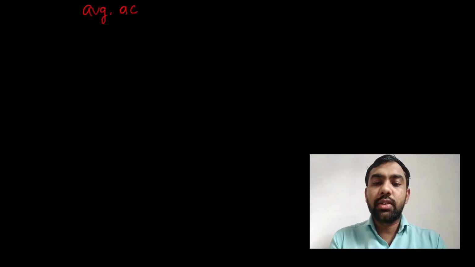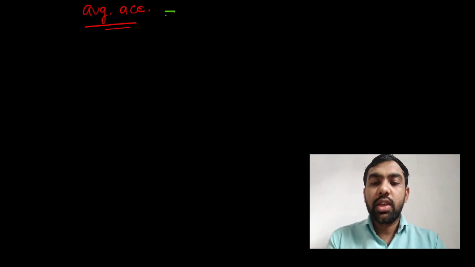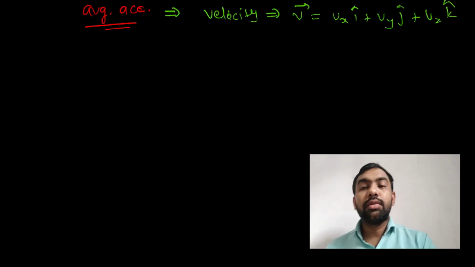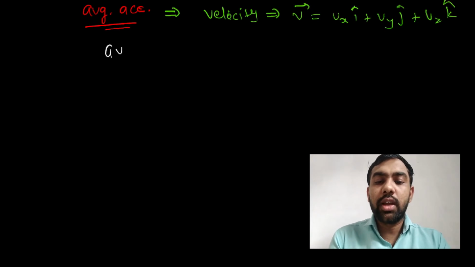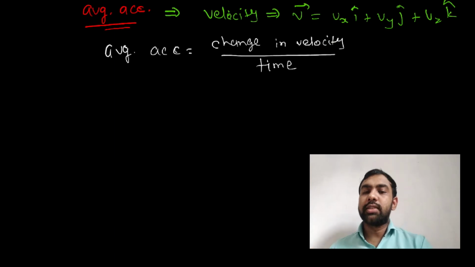Now what do you think about the average acceleration? So what is actual average acceleration? If velocity is given like this, v is equal to vx i plus vy j plus vz k, what is average acceleration? So average acceleration, the general formula, average acceleration is equal to change in velocity upon time. That is the general formula.